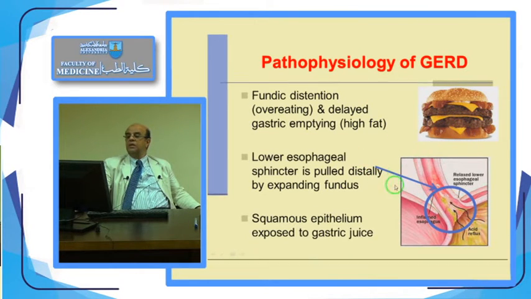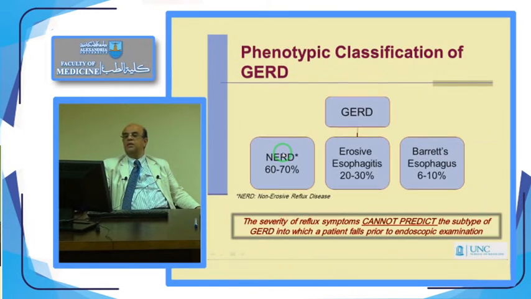The lower esophageal sphincter is pulled distally by the expanding fundus when we have a large meal, so when the stomach distends, the sphincter is pulled distally in the balloon, and this will lead to shortening of the neck or the high pressure zone, permitting reflux, and this results in the squamous epithelium being exposed to gastric juice.